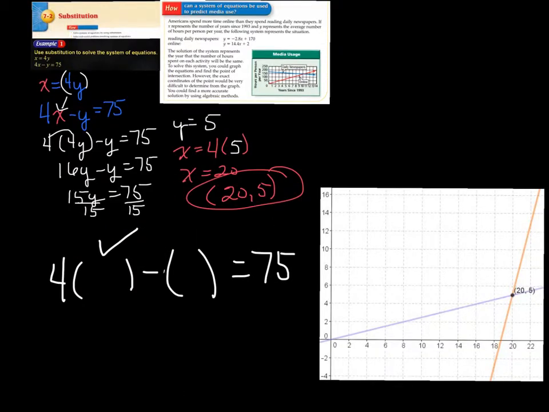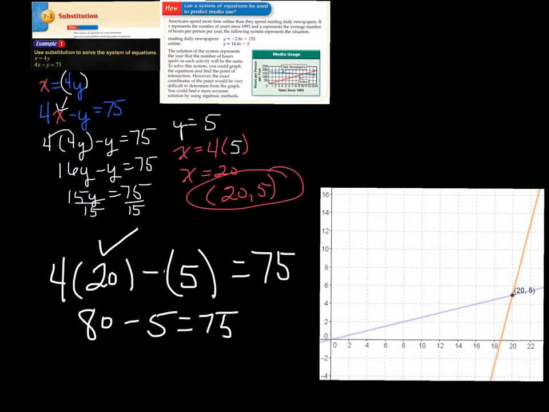Now I'm going to use the second equation to do my check step because I know it works in the first equation. So if I do 4 times the x value we got, which was 20, minus the y we had, which was 5, 80 minus 5 is 75. So it works in both equations, so I'm confident that I'm right.